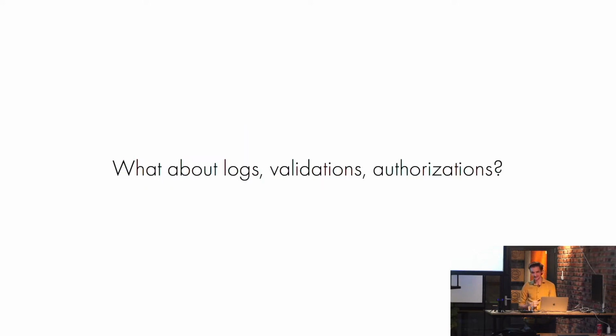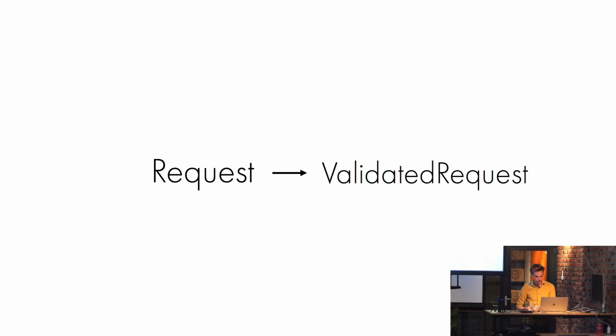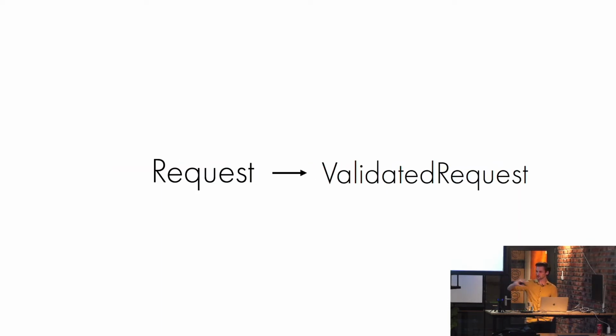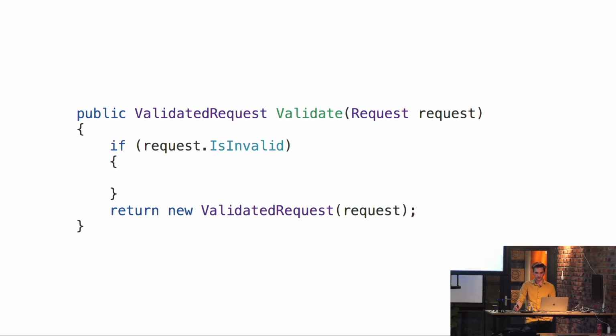But okay, let's try to deal with some problems. For example, validation. I can say, hey, I have validation as the same kind of function. Now I'm just translating request into validated request. Okay, we are going to try to write this function. We know that we are going to return a validated request if we successfully validated our request. But what if we're not? So we have the signature. It says that we are going to return a validated request.